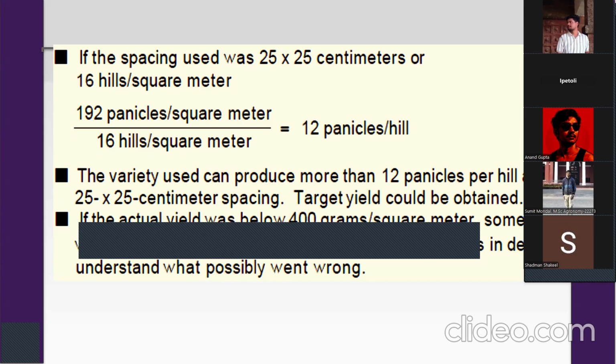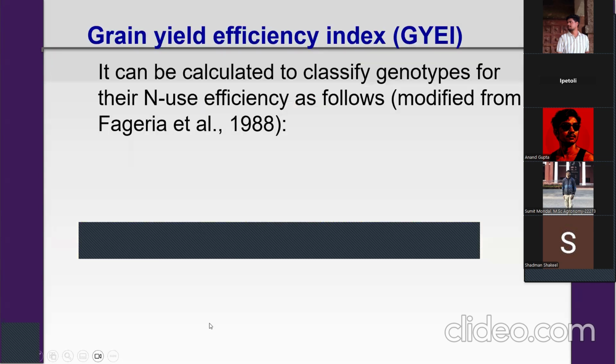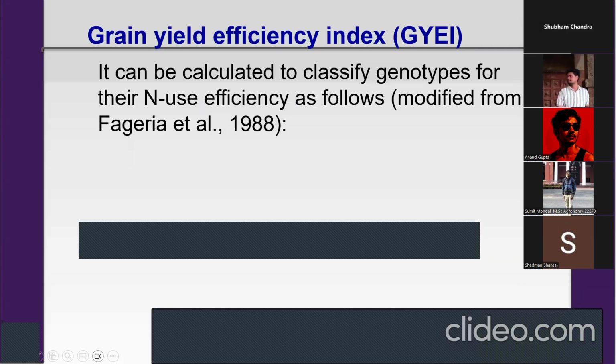No problem. So now we go to the last part, which is called grain yield efficiency index. It can be calculated to classify genotypes for their nitrogen use efficiency as follows. It was basically developed by Fageria. As one time I have told you, this scientist is from Brazil, Dr. Fageria, in 1988. He developed this index, grain yield efficiency index.